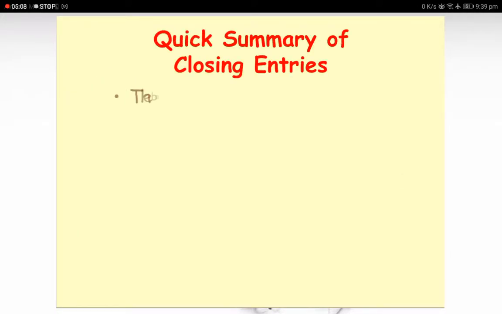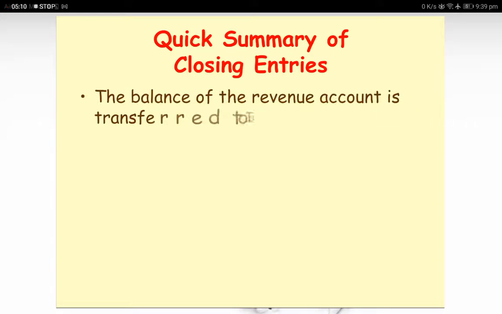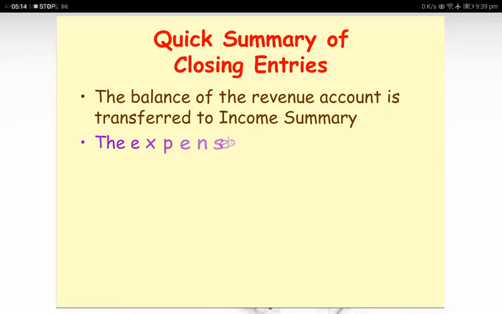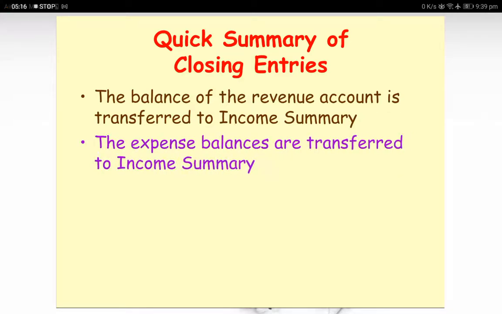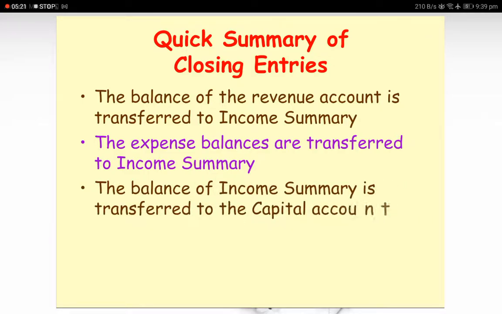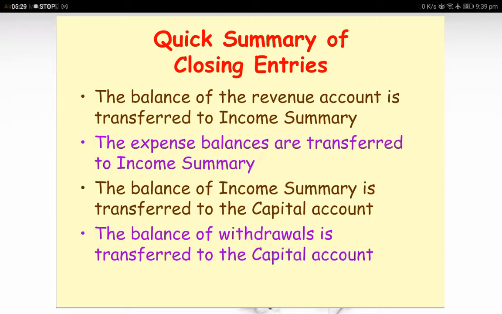So a quick summary of closing entries. The balance of the revenue account is transferred to the income summary. The expense balances are transferred to the income summary, and the balance of the income summary is transferred to the capital account. And what was the balance of the income summary? It was net profit or net loss. And the balance of the withdrawals is transferred to the capital account. So withdrawals, that is drawings, as well as the profit or loss which you made for the year, are transferred to the capital account.